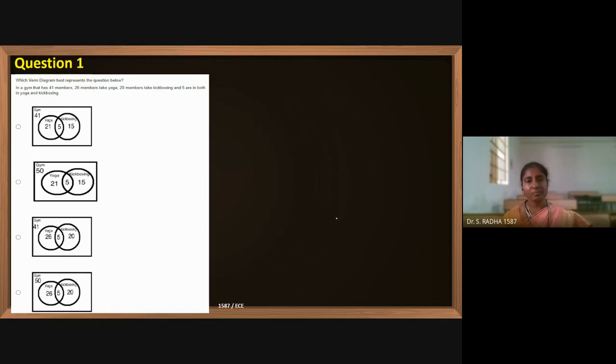Okay, so I will try. We have two different games, and there is a gym. 41 members are there in the gym, and we have yoga and we have kickboxing. I will take yoga as Y and kickboxing as K, and there is a common region, so I have drawn the diagram overlapped. 5 are taking both, so I have to write 5 in the common region. Yoga and kickboxing are done by 5 people.